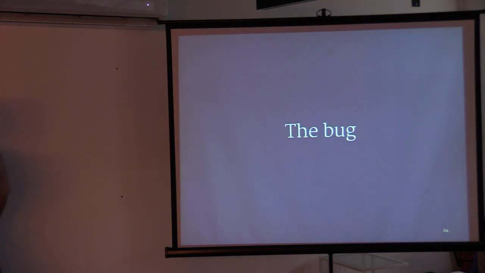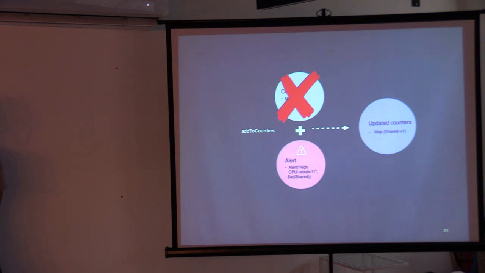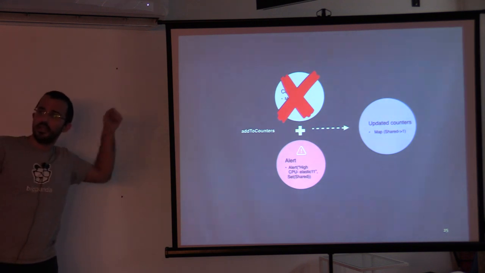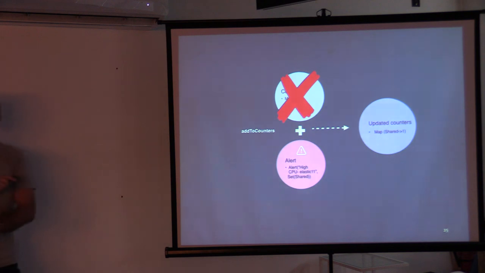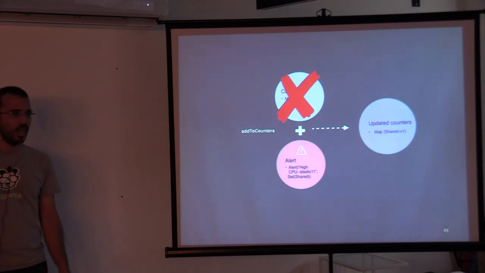So this was the original bug. This is another view of the add to counters function. It takes 2 inputs and returns an output type. So the inputs are counters at the top, alert at the bottom, and it returns an updated counters. As it turns out, this function always ignored the input counters. No matter what we gave it, somebody forgot to write the code. And why didn't we test it? Why didn't we catch it?